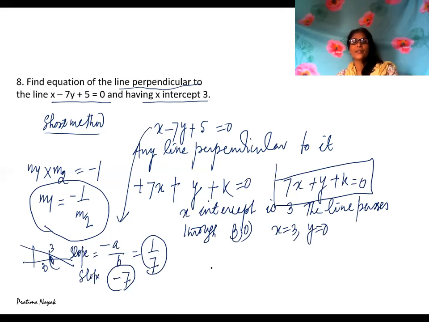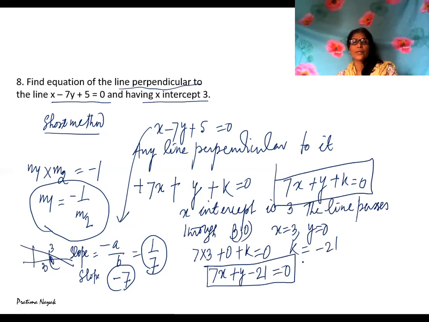Then I'll find k. So this will be 7 into 3 plus 0 plus k is 0. So k is equal to minus 21. Now put it in the equation. So it will be 7x plus y minus 21 is equal to 0. Answer.